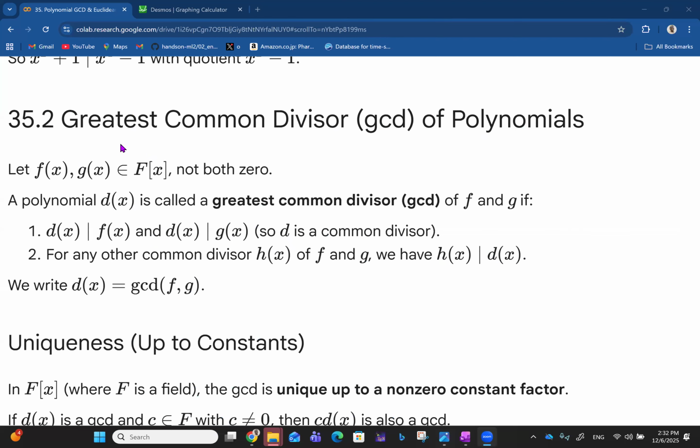So let f of x and g of x belong to the set of all non-constant polynomials, not both 0. F of x is not 0, g of x is also not 0.